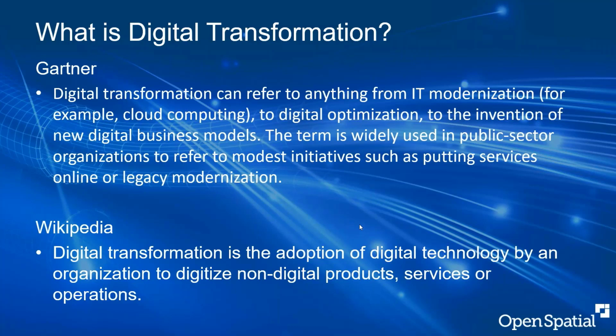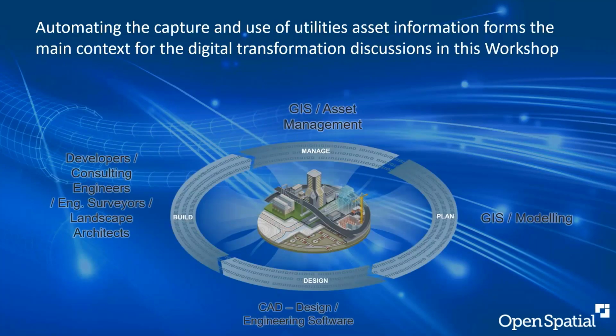I actually prefer the Wikipedia one, where it kind of captures that generic general thing, where digital transformation is the adoption of digital technology by an organization to digitize non-digital products, services, or operations. And these definitions pretty much sum it up, and that is, it is what it means to you. Yes, it involves digital, and yes, it's the transfer of information between processes, etc.